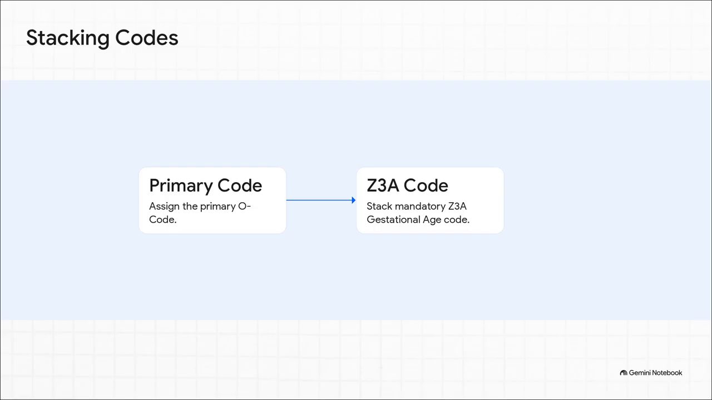Think of this like a mandatory pair of puzzle pieces clicking into place on a claim form. Your primary O code drops into slot number 1, and immediately following that, your Z3A weeks of gestation code snaps right into slot number 2. It's an obstetric mandatory pair. You almost never have an O code without a Z3A code backing it up on a maternal record.